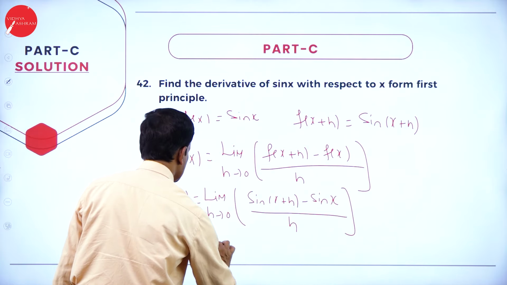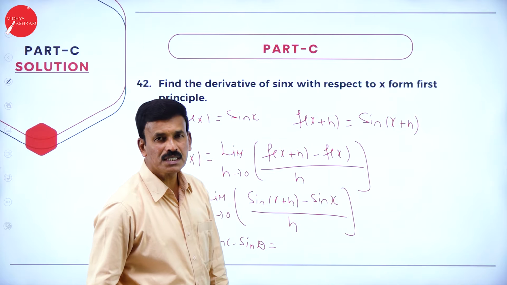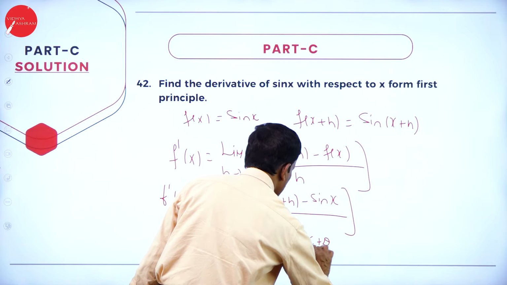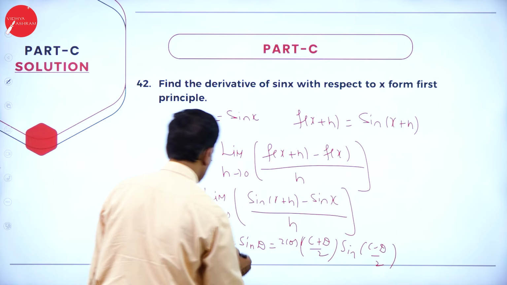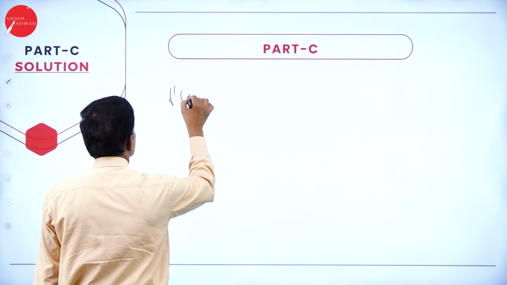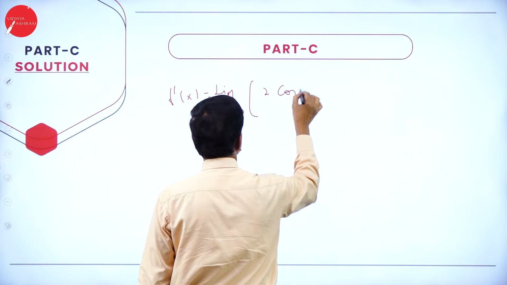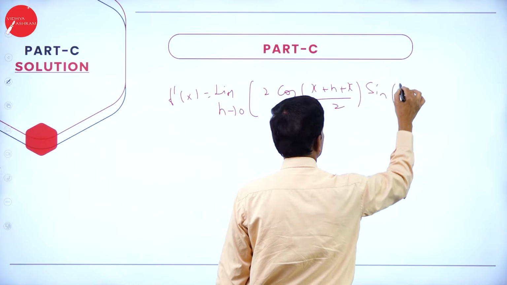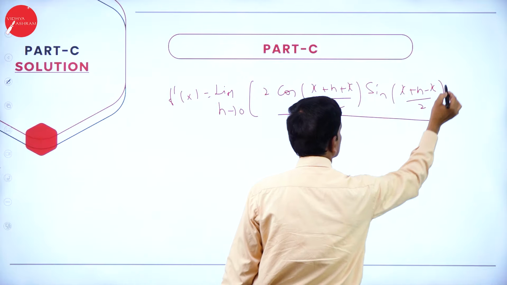Now if you observe carefully, this is of the form numerator sine c minus sine d. What is sine c minus sine d? Sine c minus sine d is 2 cos of (c plus d) by 2 into sine of (c minus d) by 2, right? So what is c? c is x plus h, d is equal to x. So f dash of x is equal to limit h tends to 0 of 2 cos of (x plus h plus x) divided by 2 into sine of (x plus h minus x) divided by 2, whole divided by h. So what happens?